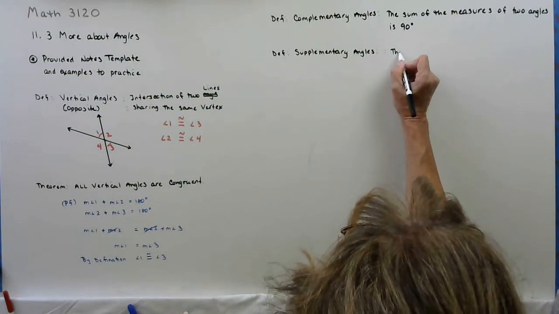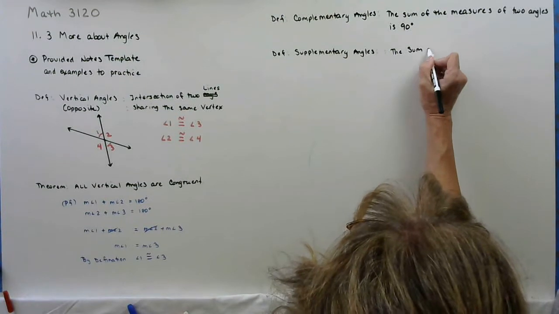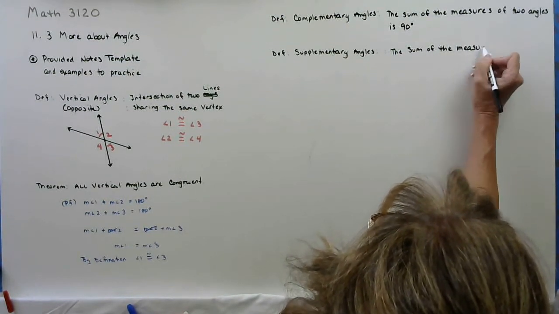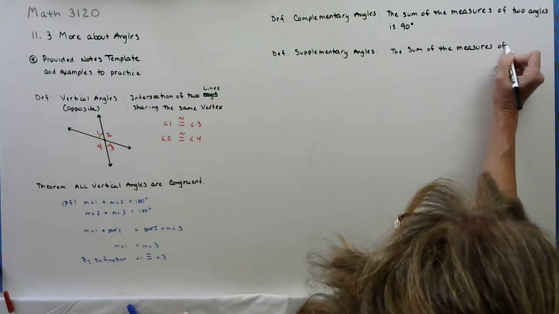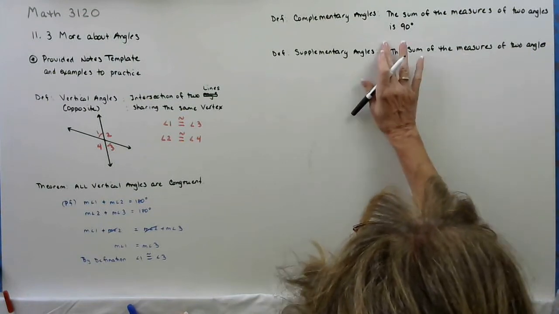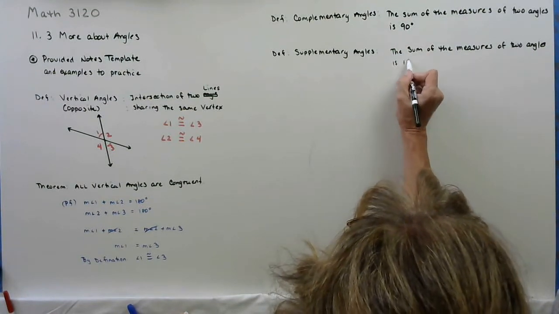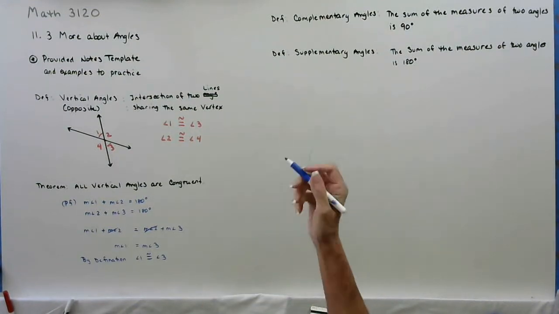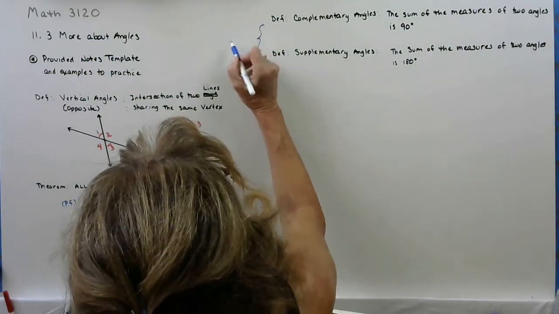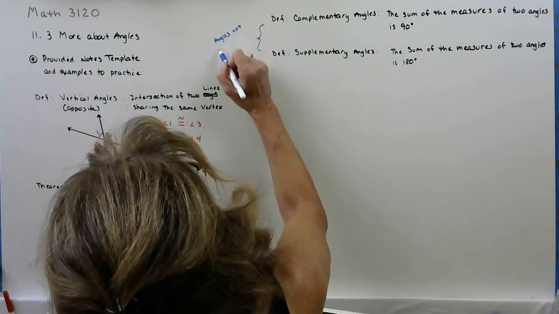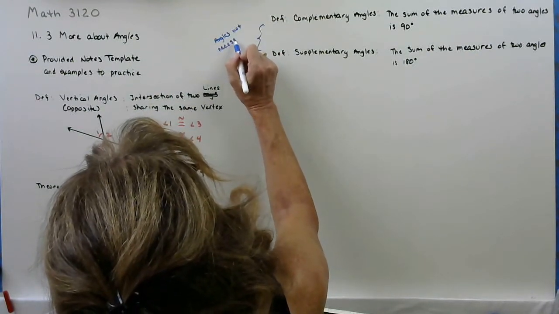Supplementary, the sum of the measures of two angles is 180 degrees. Again, they do not have to be adjacent to each other. All right? Angles not necessarily next to each other.